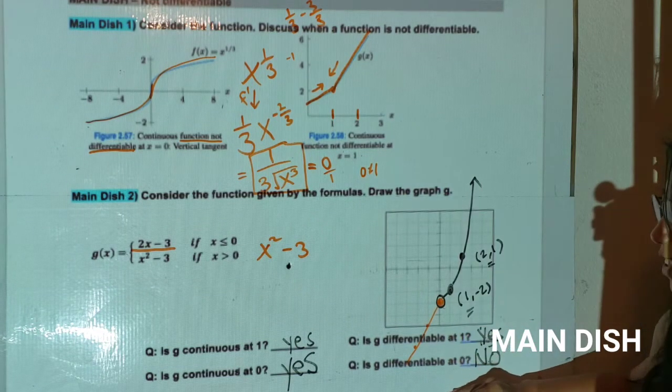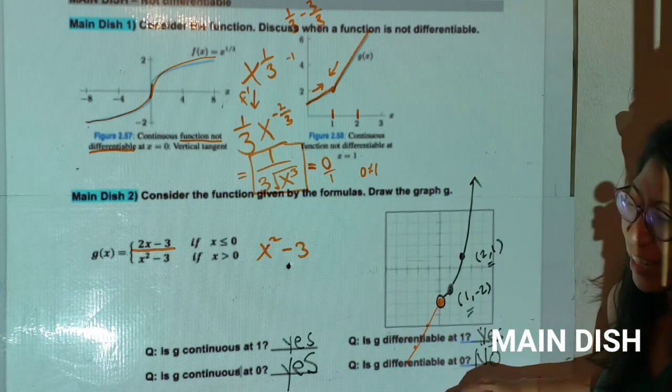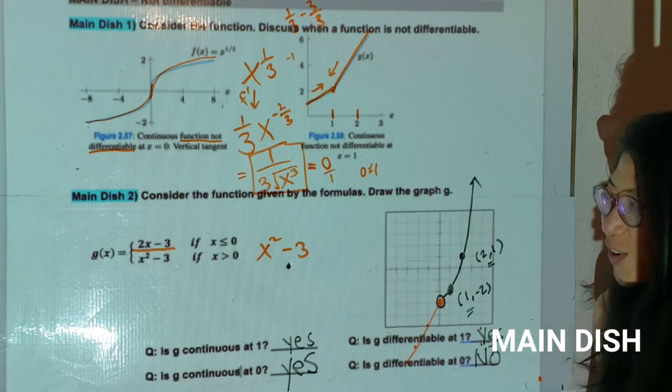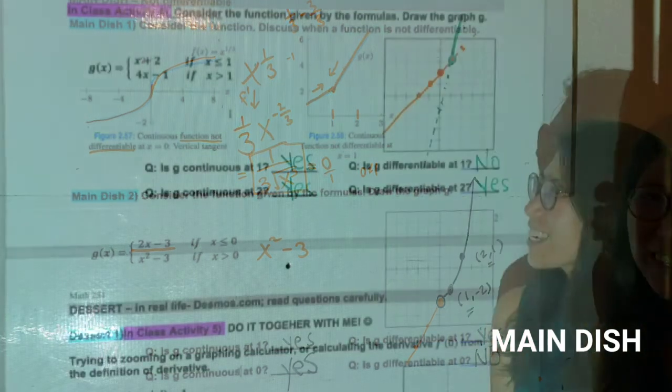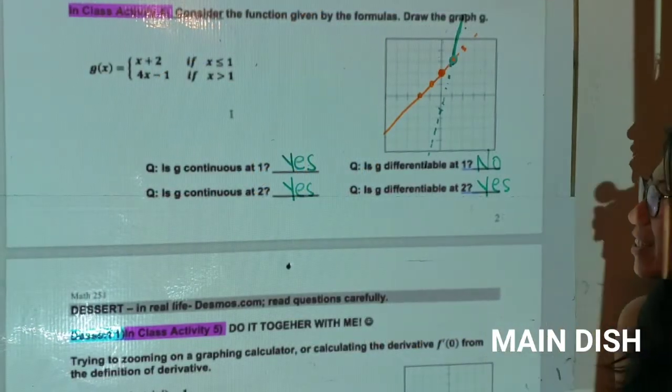Okay, I hope that you're understanding. I repeat it a lot, right? So there's an appetizer. I want you to graph and answer, and then compare with me. Okay, let's compare the answer with the in-class activities.